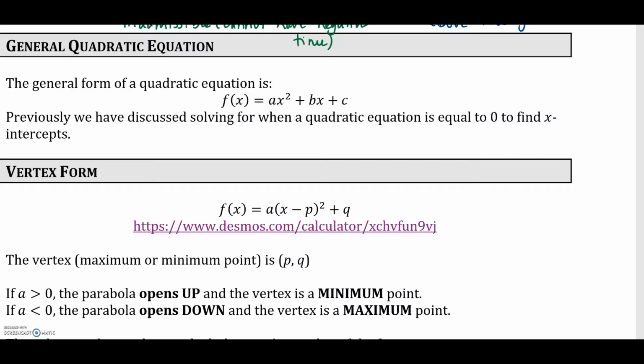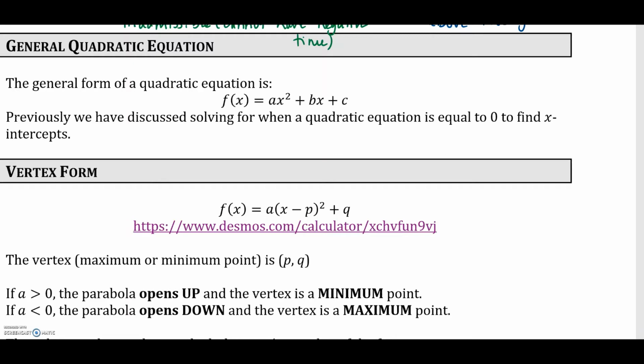Recall the general form of the quadratic equation. It's expressed by f(x) = ax² + bx + c, where we have the restriction that a cannot equal 0 and b and c can be any real numbers. Previously, we've discussed solving the quadratic equation when it is equal to 0 in order to find the x-intercepts.